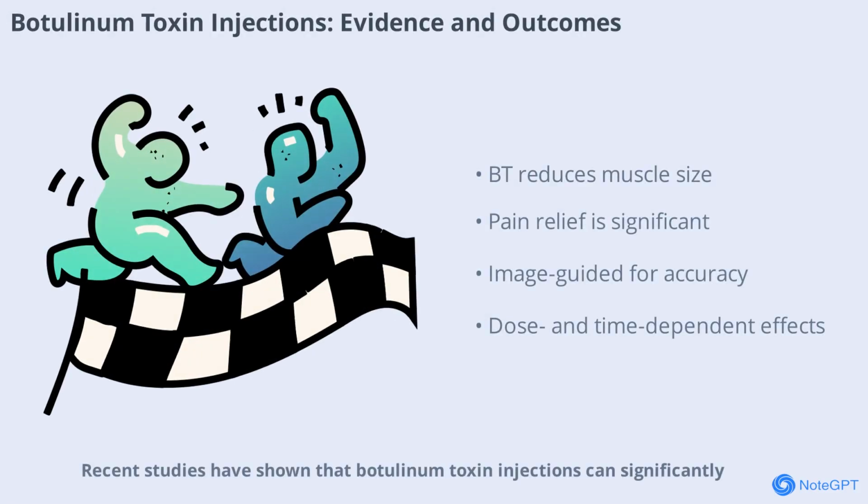Recent studies have shown that botulinum toxin injections can significantly reduce pain and improve function in patients with piriformis syndrome. MRI studies reveal that after BT injections, the piriformis muscle becomes thinner and less voluminous, with increased fatty degeneration. These changes are associated with pain relief and improved mobility. The effect of BT is dose and time dependent, and image-guided injections help ensure accuracy and safety. This approach is especially useful for patients who do not respond to standard treatments.